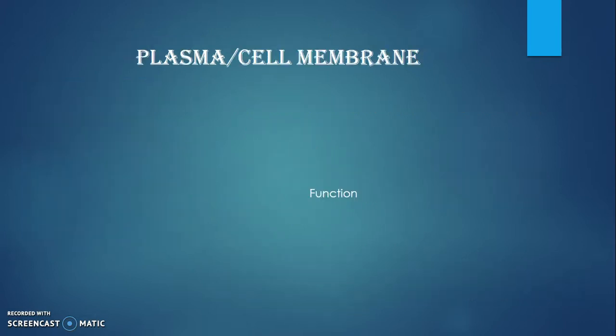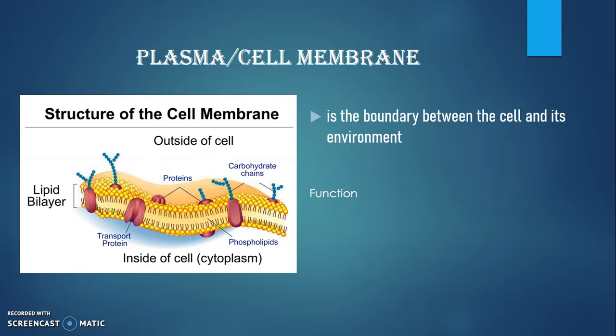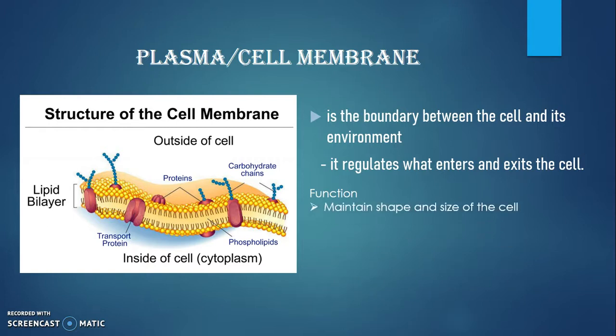Another is the plasma membrane or cell membrane. It's a boundary between the cell and its environment. It regulates what enters and exits the cell. The plasma membrane provides protection for a cell. It also provides a fixed environment inside the cell. And the function is to maintain the shape and size of the cell.